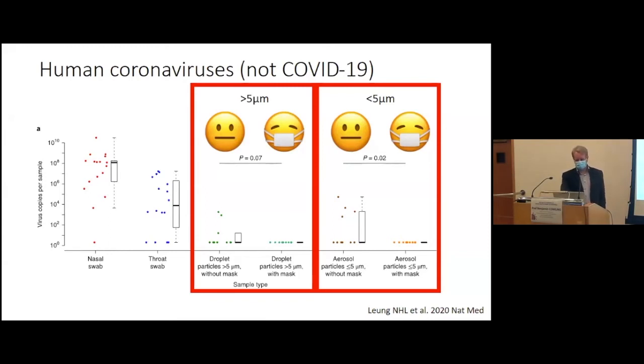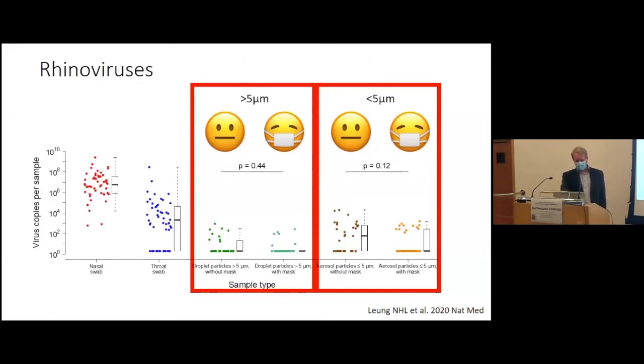We would expect masks to have a similar effect on COVID-19 as they have on influenza and human coronaviruses. But there was one interesting result in this paper which I wanted to show you. When we looked at rhinoviruses, we didn't see an effect of face masks. Actually, in the middle panel on the right-hand panel, you can see there's a lot of virus getting through the masks. And this was in a very controlled situation.